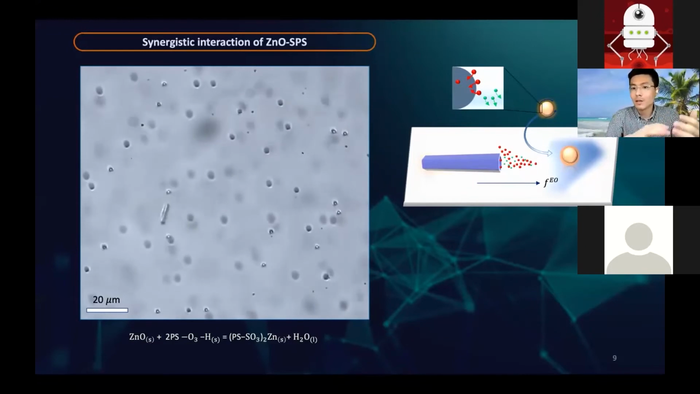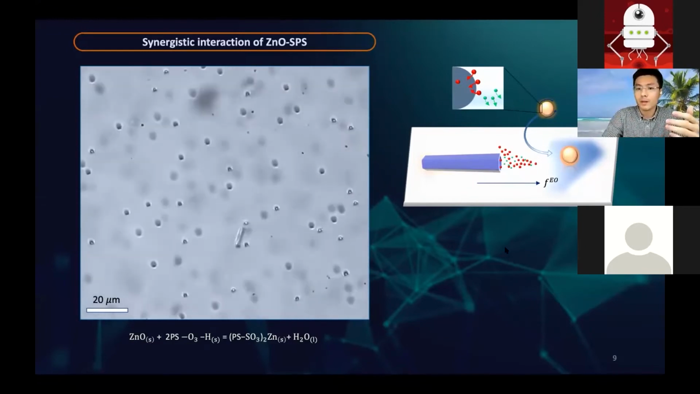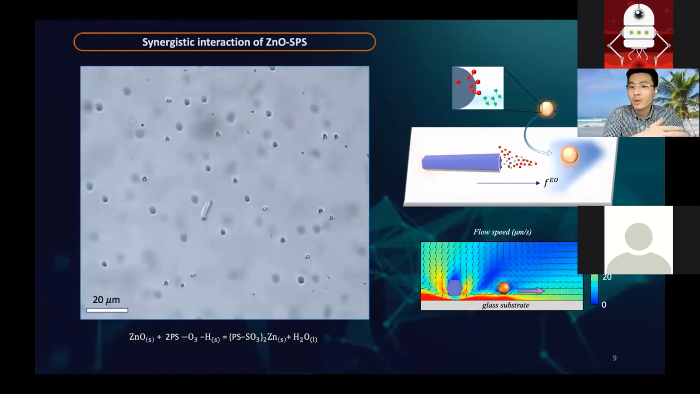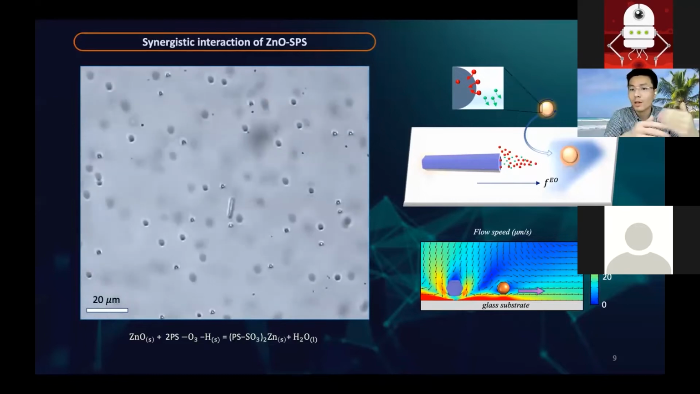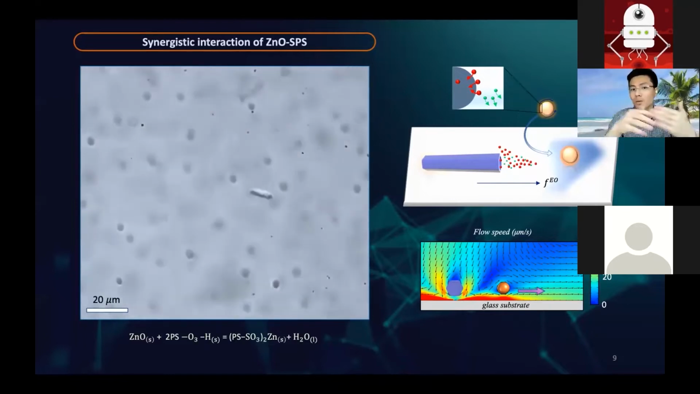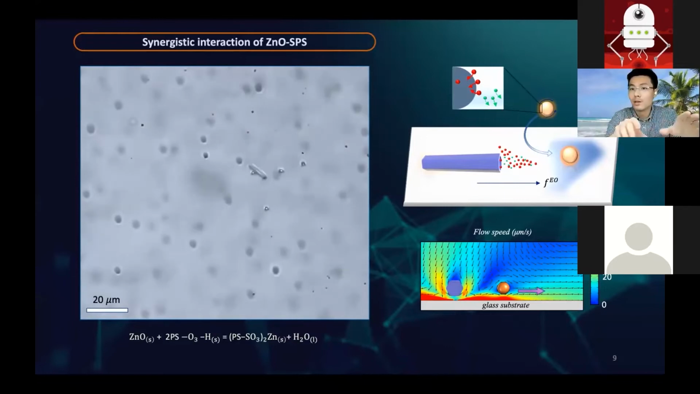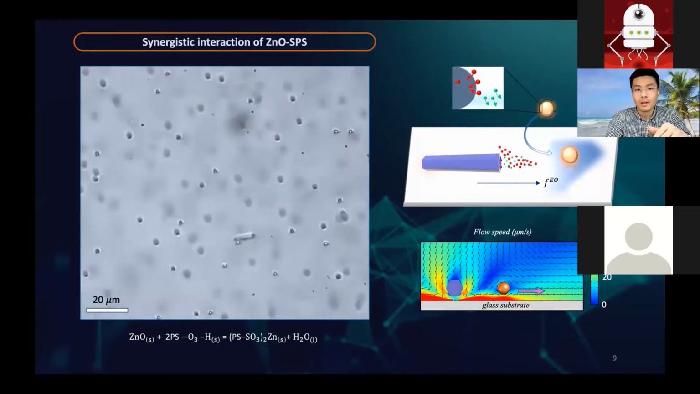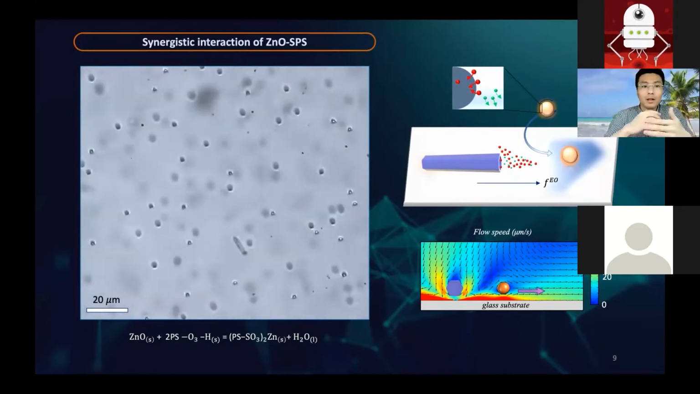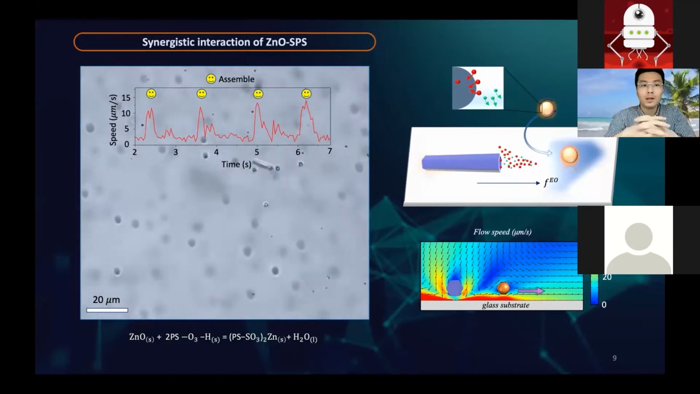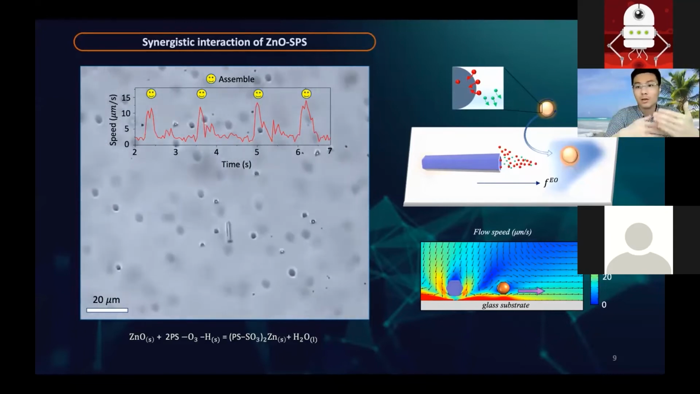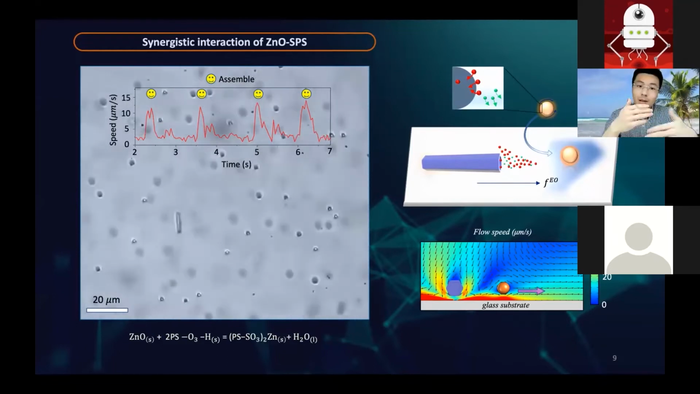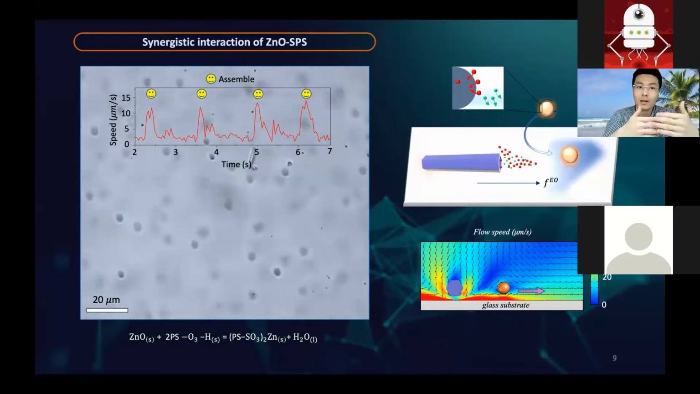Because the zinc oxide rod can generate a zinc ion gradient, that will induce an outward electroosmotic flow around the glass substrate. In the video, we can see that the particles around the nanorods are pushed away from the nanorods. This speed pulse here indicates the assembled state of the particles. When they are approaching each other, their activities are enhanced simultaneously, so we can see the speed increase.